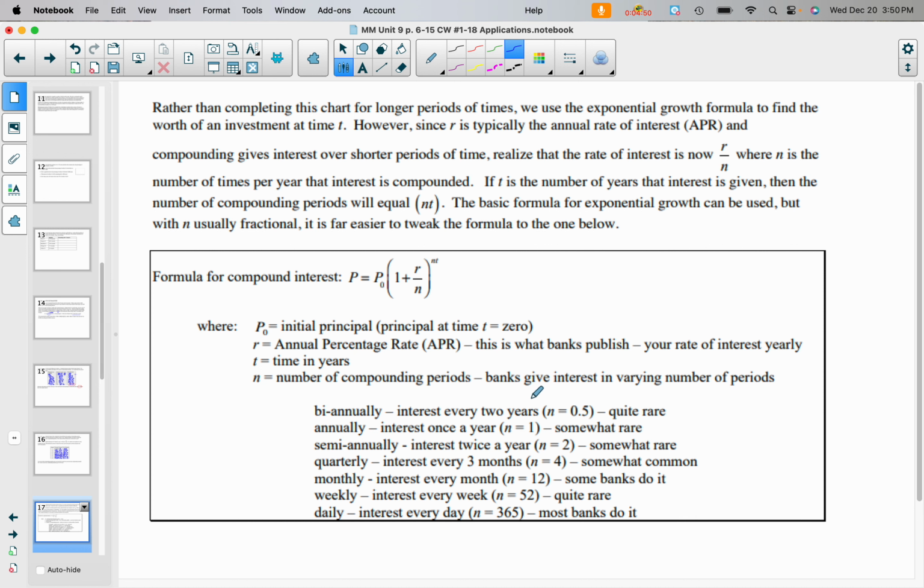Biannual is rather rare. N would be 0.5, and you'd be earning interest every 2 years. Annual, N equals 1. Semi-annual would be twice a year. Quarterly, which is common, would be 4 times a year. Monthly is 12 times a year. Weekly, 52 times a year. Or daily, which would be interest every day, 365 times a year. And most banks do that.